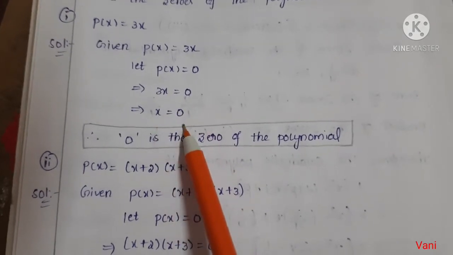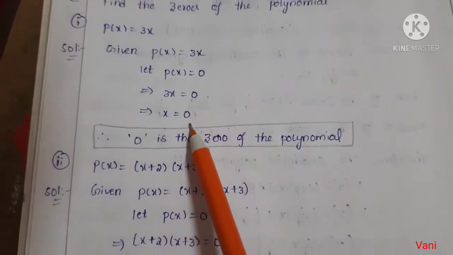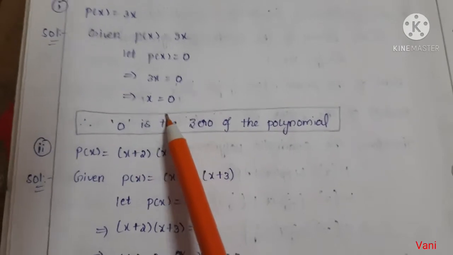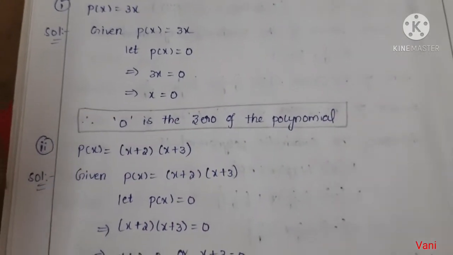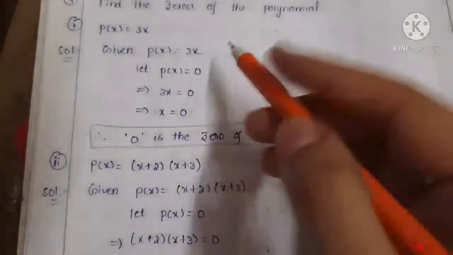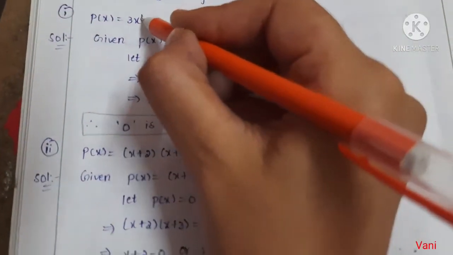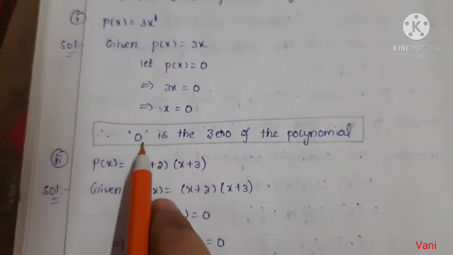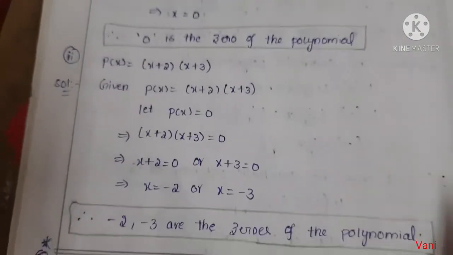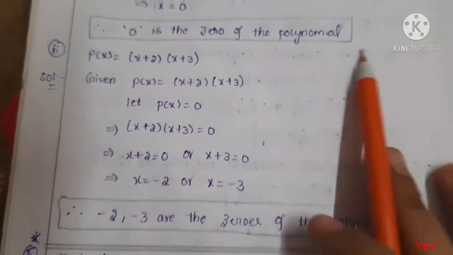The 3 multiplying will come to the other side as divided by 3. 0 by 3 gives 0. So the x value is 0. So 0 is the zero of the polynomial. Here you will get only one zero. Why? Because if you observe, the degree of the x variable is 1. So you will get only one zero. So that's why 0 is the zero of the polynomial. Just keep the conclusion in your box.